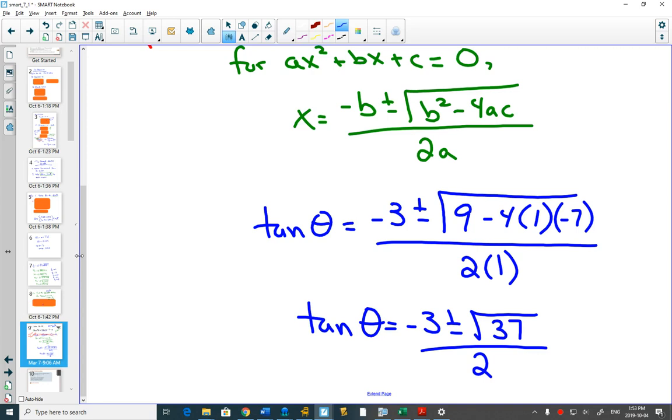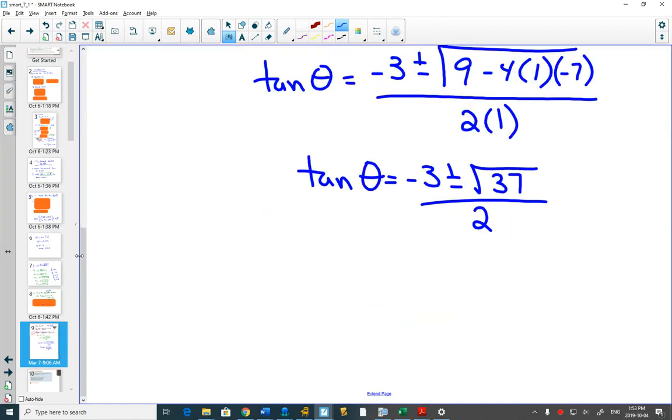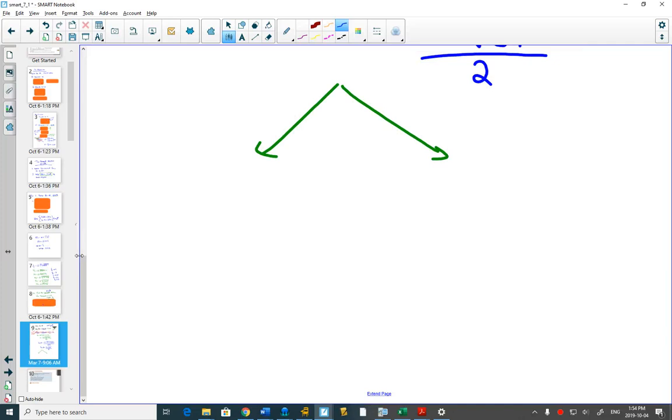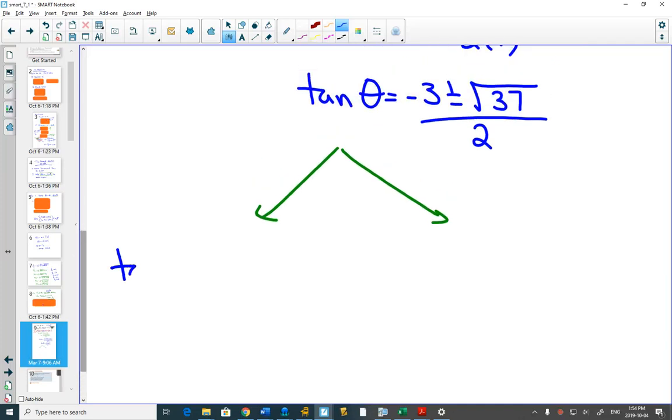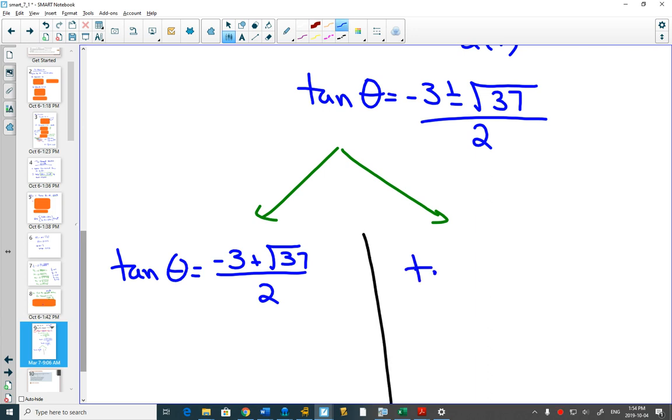Is that on your unit circle? No. With the plus or minus, at this point, it makes sense to separate it into 2. We would have one side where you'd use the plus sign, negative 3 plus the square root of 37 over 2. And the other side where you'd use the minus, negative 3 minus the square root of 37 over 2.